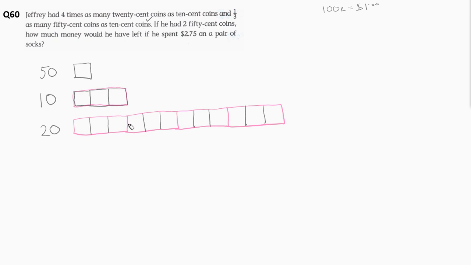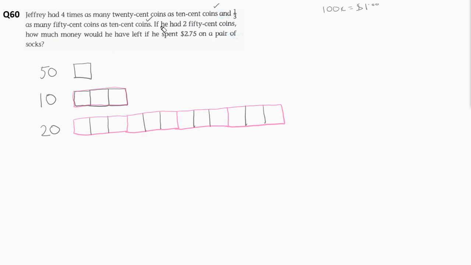Okay, because each of these is supposed to be identical to that. So 1, 2, 3, 4. Sorry, 4 times as many as the 10s. I think I have captured that. I'm happy with that. Okay, so this is my model.